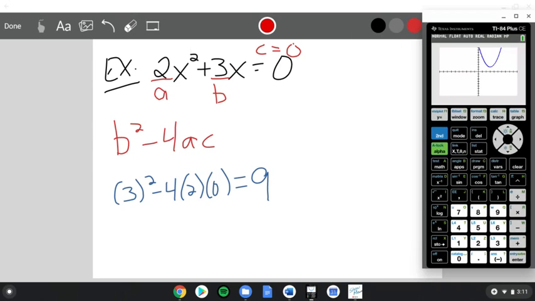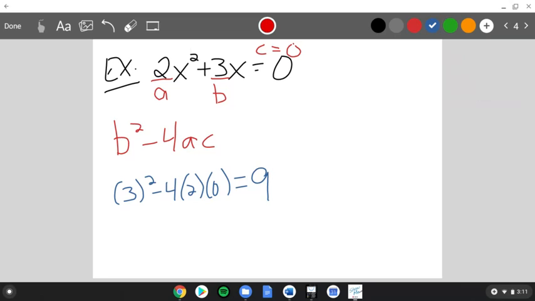So let's see what our solution situation is for this. 2x squared plus 3x. And it crosses 2 times, 2 solutions, which is what you'll have most of the time. So this time our discriminant was positive. We got a value bigger than 0. And when that happens, you will always have 2 real solutions.